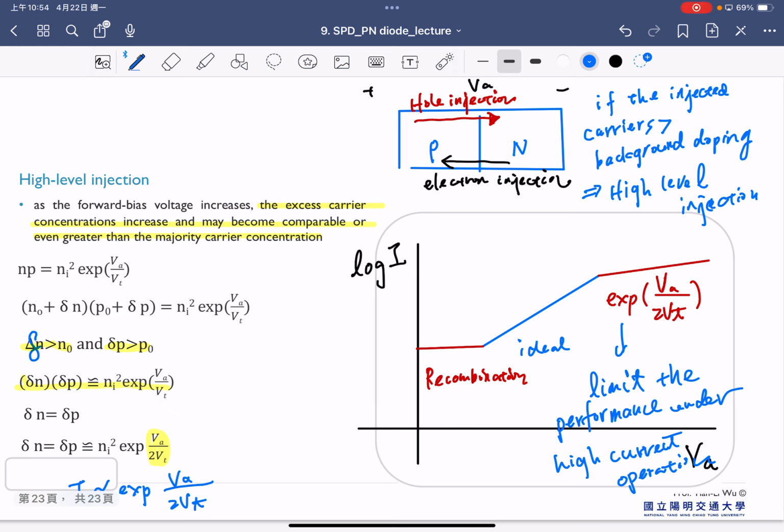Okay, so that's the last slide for this lecture. And the reason I don't have a break is because I want to finish the class earlier. So we will end the class right now.